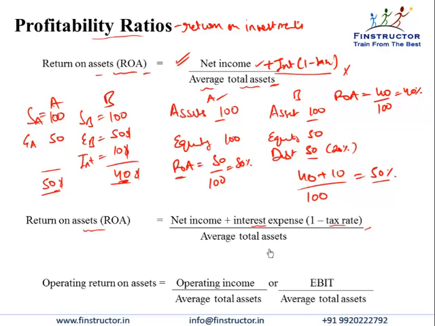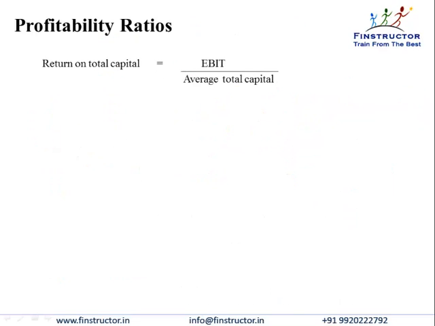If the question asks to compute the operating return on assets, then operating return is defined as the operating income upon the average total assets, that is the EBIT upon the average total assets. So you'll have to remember these slight differences between the various ratios, and it's going to get complicated as you learn more and more ratios.